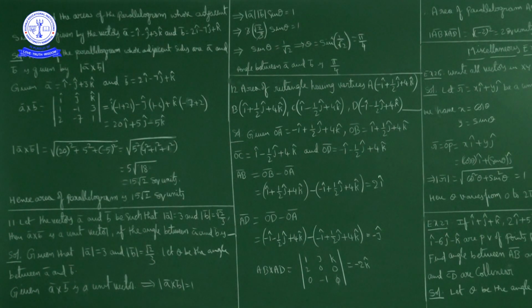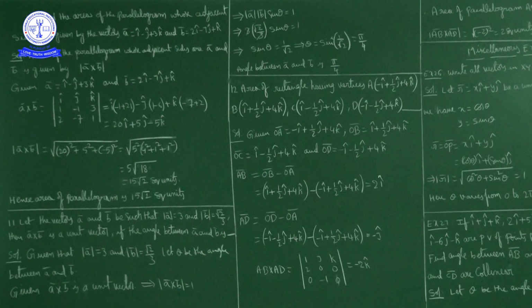Next, question number 10. Find the area of the parallelogram whose adjacent sides are given by the vectors a bar is equal to i cap minus j cap plus 3k cap and b bar is 2i cap minus 7j cap plus k cap. Okay. Now here we have to find the area of the parallelogram whose adjacent sides are a bar and b bar.